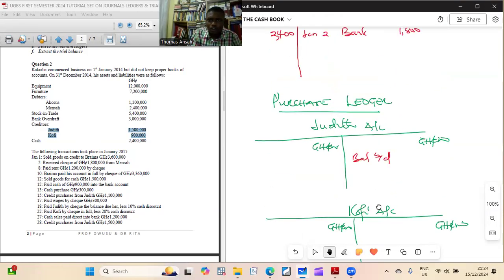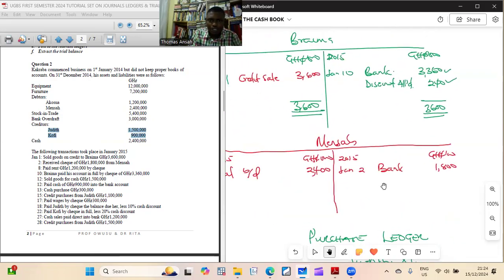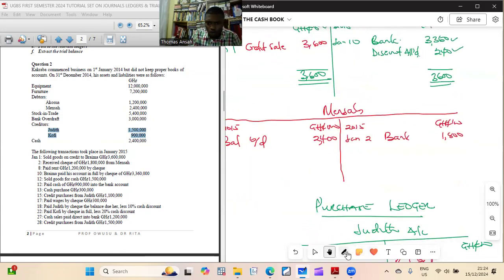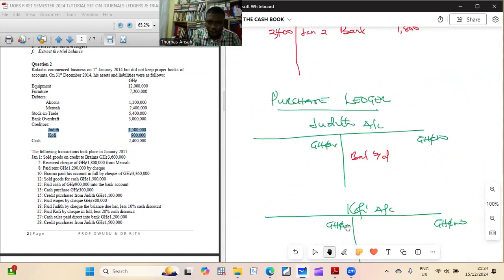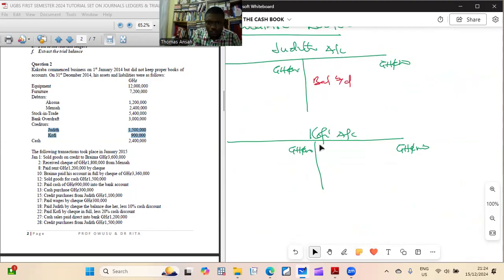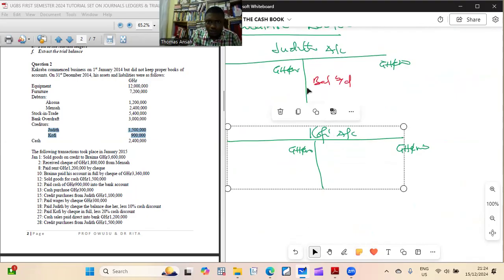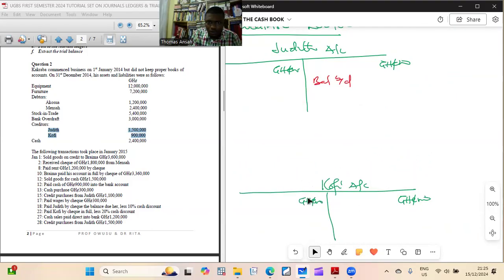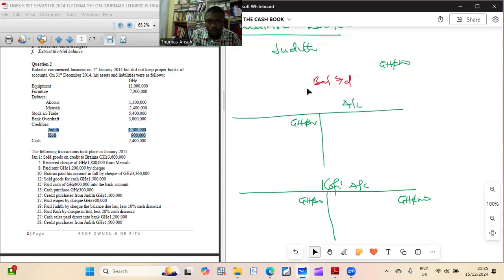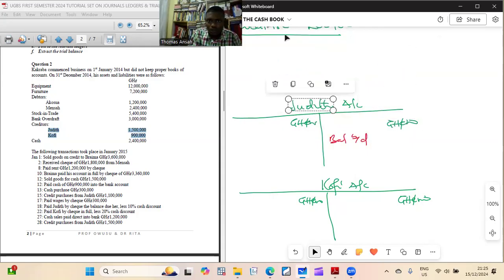In the same vein, when you come to Mansa, there was another person called Akosua. So you have to open an account for Akosua. Okay, you have to open an account inside the sales ledger for Akosua. So because we need to do that, let me shift these ones somewhere here. Okay, so let me shift the whole thing down here so that we will just drop in that of Akosua.